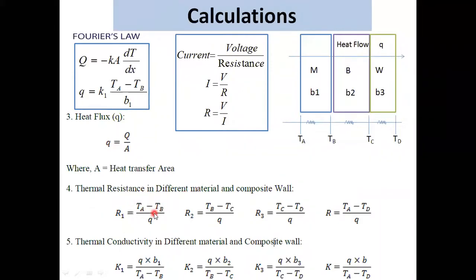If the temperature difference is more, heat transfer will be more. So we can say, as with potential difference in the electrical scenario, here the temperature difference is our potential, and the current is analogous to the heat. Resistance is temperature difference divided by heat, so we can calculate resistance for all the slabs, that is mild steel, bakelite and wood.